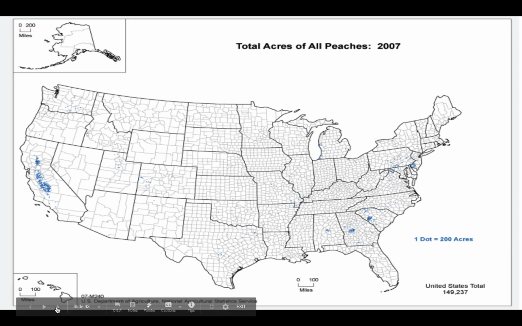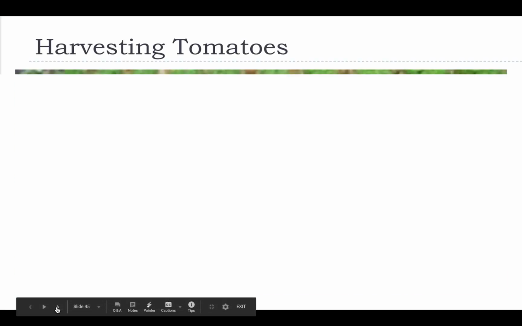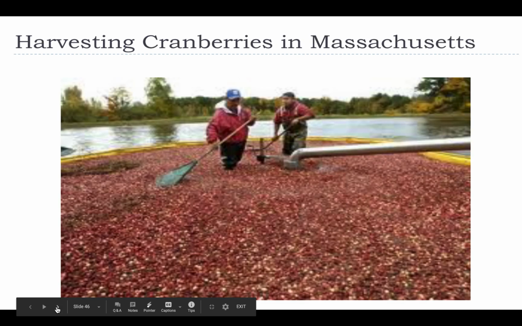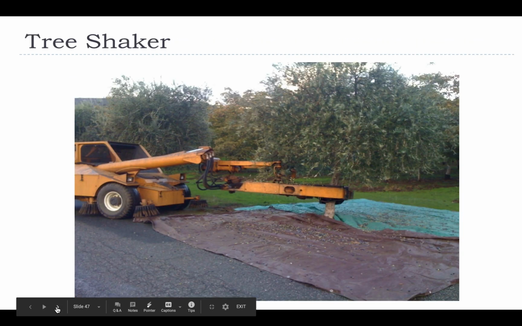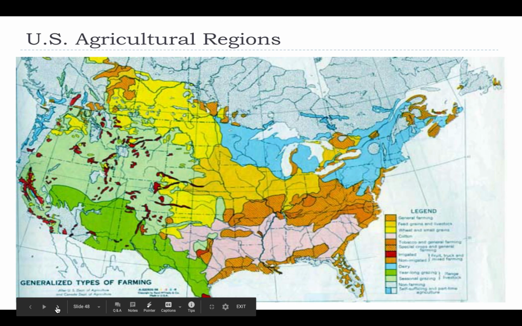Okay, we can see orchards, peaches, oranges, tomatoes, cranberries, and the tree shaker for apples. So the mechanization shows you the agriculture regions of the U.S.